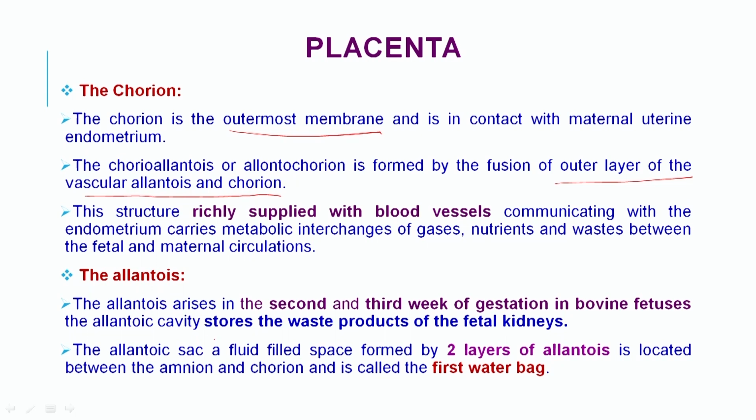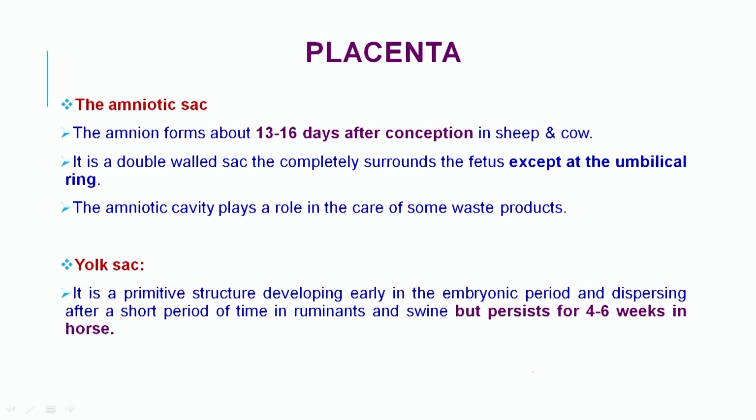The allantoic cavity stores the waste product of the fetal kidneys. The allantoic sac, a fluid-filled space formed by two layers of the allantois, is located between the amnion and the chorion, and is called the first water bag. Amniotic sac: the amnion forms about 13 to 16 days after conception in sheep and cows. It is a double-walled sac that completely surrounds the fetus except at the umbilical ring. The amniotic cavity plays a role in the storage of some waste products.